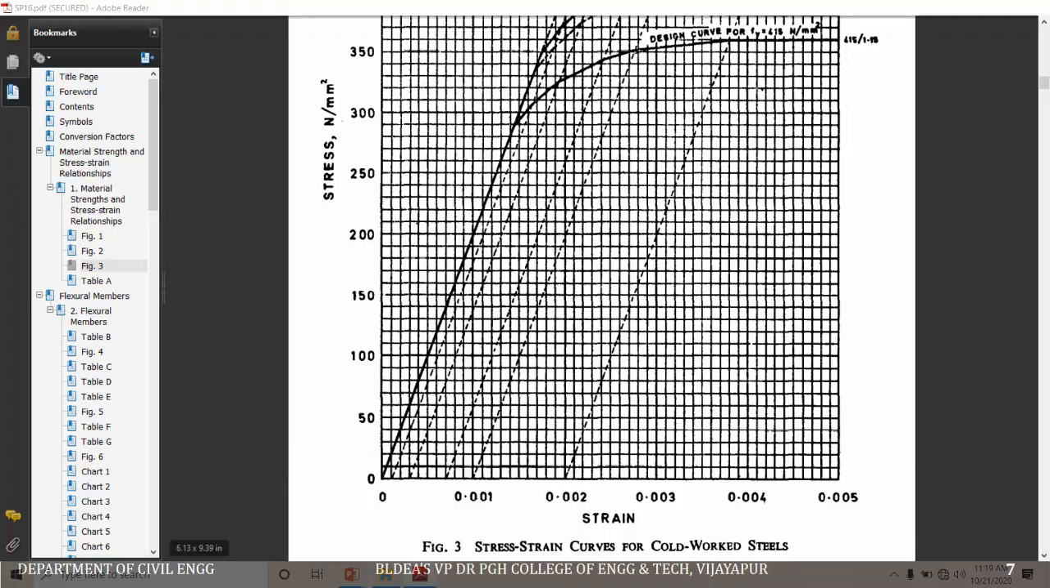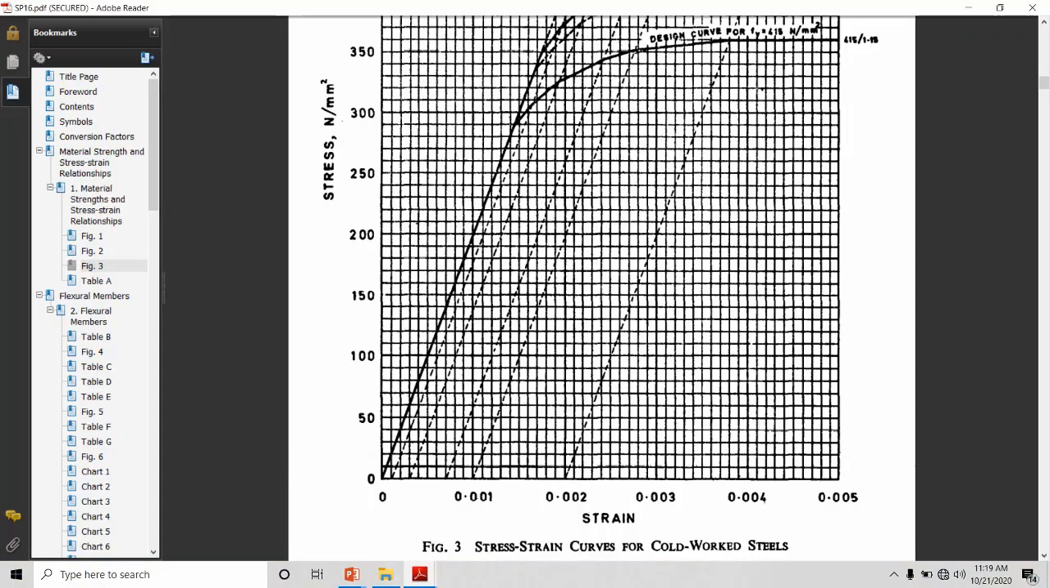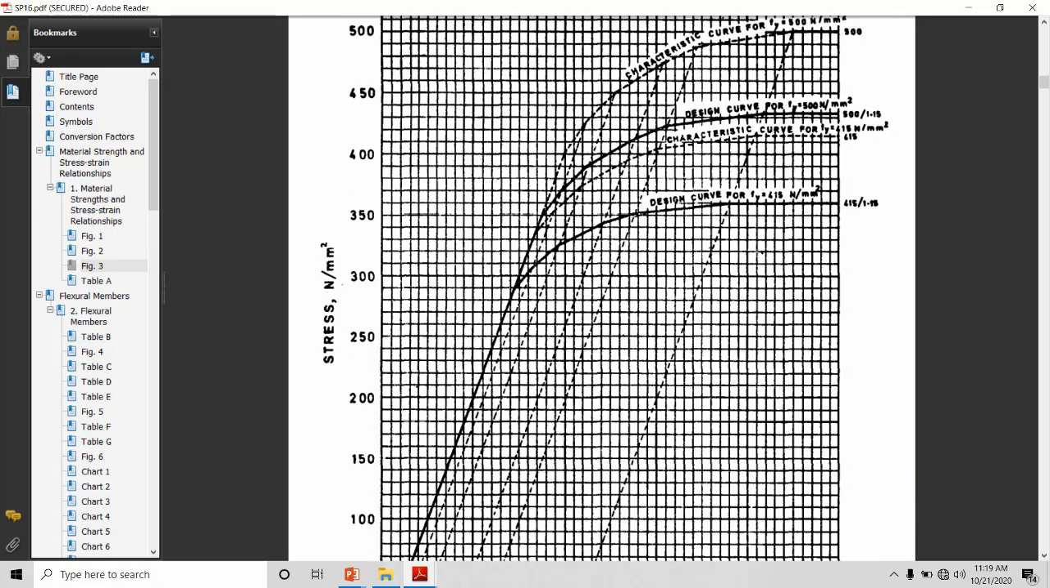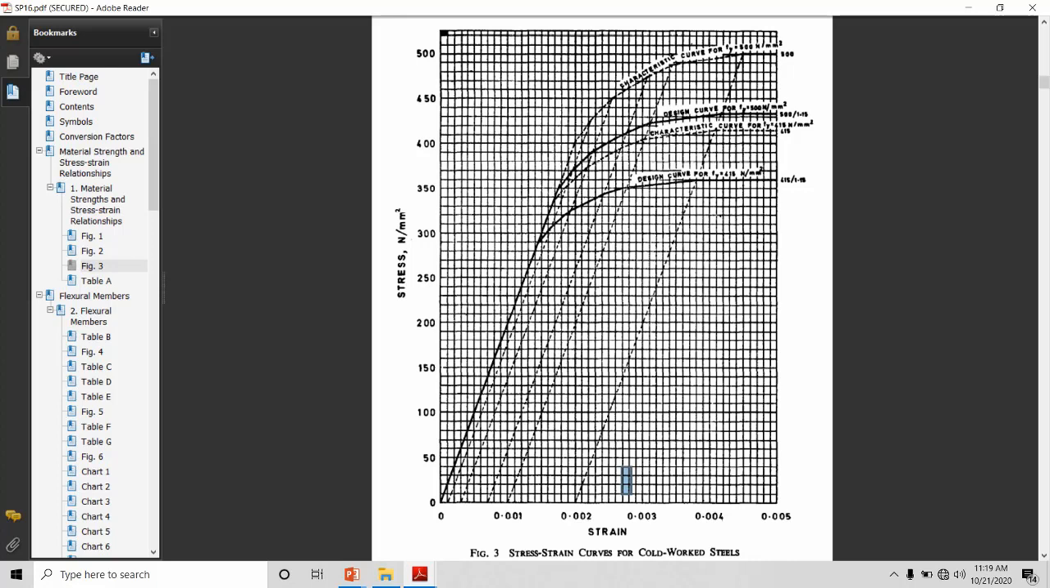0.00274. We have 0.002, 0.003, so this is 3 somewhere there. 7 means something here it is going to come. So here it is going to come, and our design curve is this value, Fe 500.